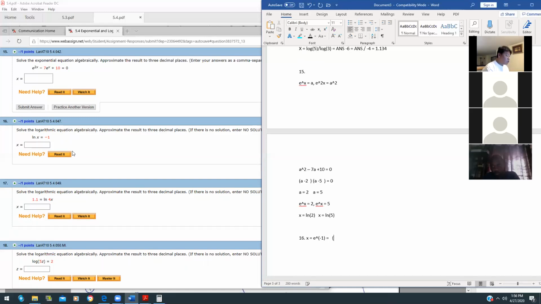And make sure that you check your answer once you finish getting your answer. Anyone got what e to the power of -1 is? E to the power of -1.